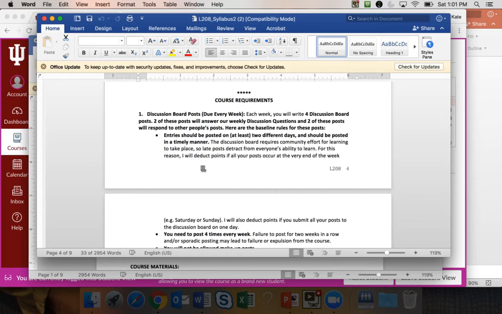In particular, to the discussion board assignment. Every single week, you're going to write 4 discussion board posts. These will be due by Sunday of that week. 2 of those posts will answer weekly discussion board questions that I will be posing. And 2 of the posts are meant to respond to other people's posts in order to enable a discussion to take place. So here's some baseline rules for this project.